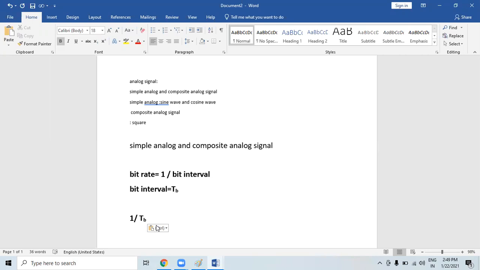So this is about today's lecture points. In the next lecture we will discuss some problems based on these formulas, such as bit length, transmission of digital signals, and so on. We will see them in my next lecture.